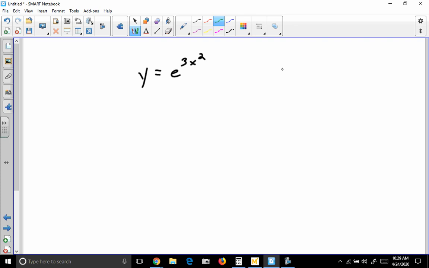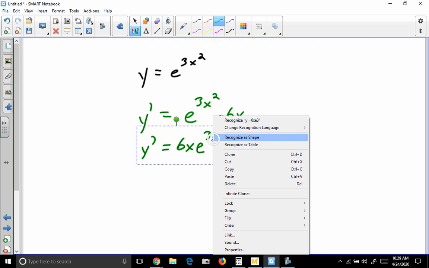If we look at the next one, again, the derivative of e to a power is e to that power times the derivative of the exponent. So y prime would be e to the u times the derivative of the exponent. So that's just a power rule. Bring the 2 down, x to the 1 less power. So our derivative is 6x e to the 3x squared.